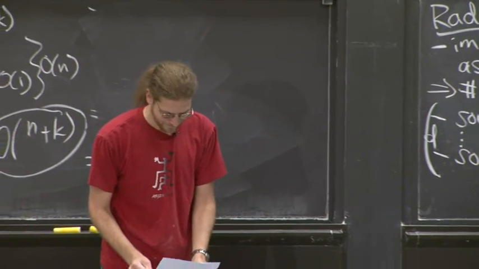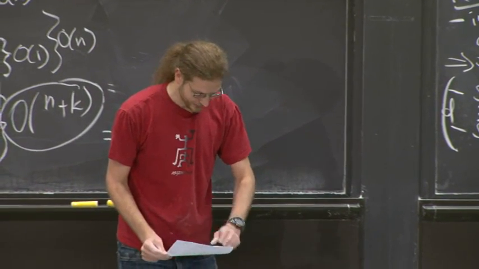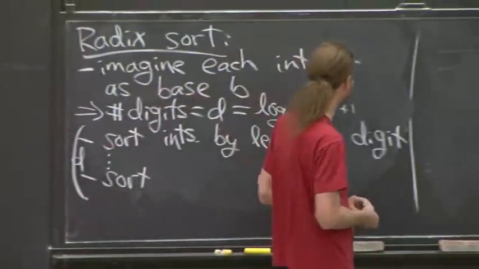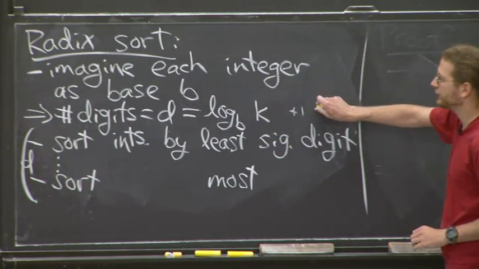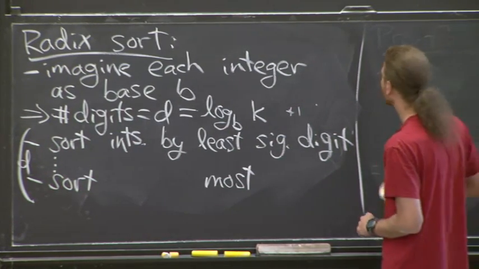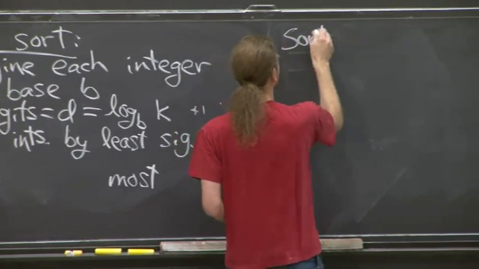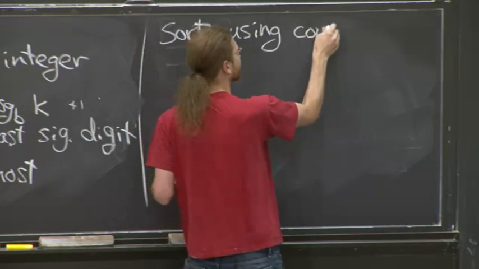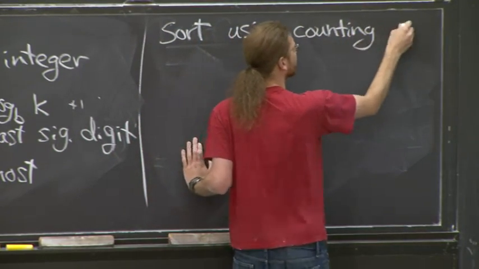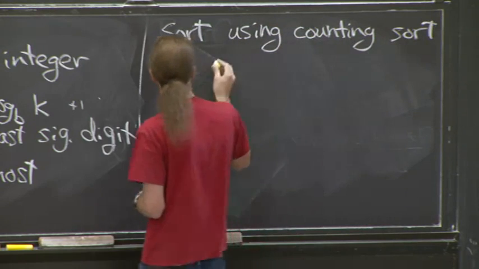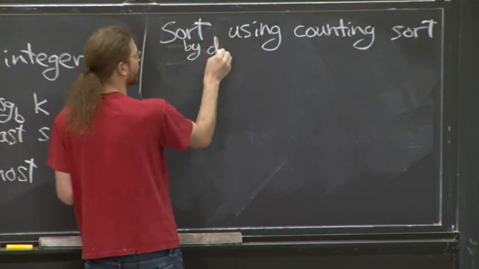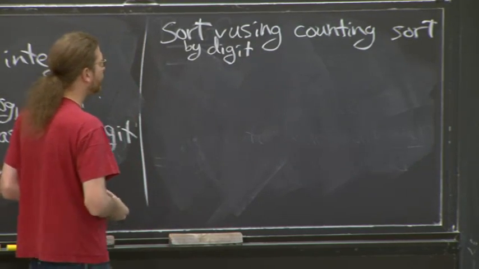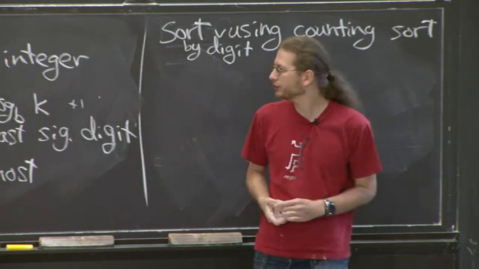I don't have a ton of time for an example. Let me first analyze the algorithm. We'll see if we have time for an example. So there are d digits. Oh, and I'm going to sort each of these sorts using counting sort. This is sort by digit using counting sort. So how long does it take to sort using counting sort in this setting?